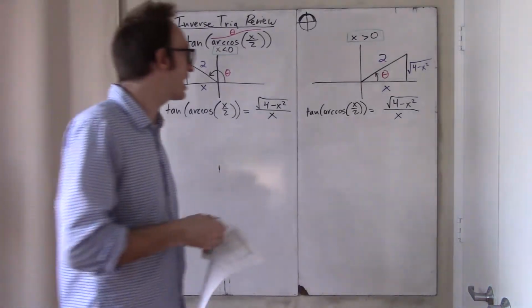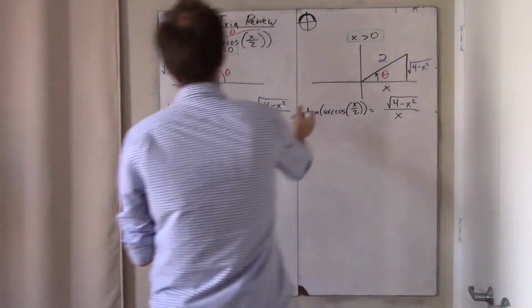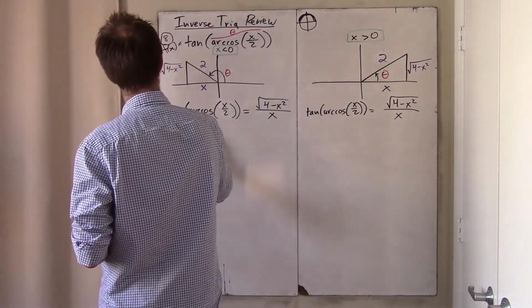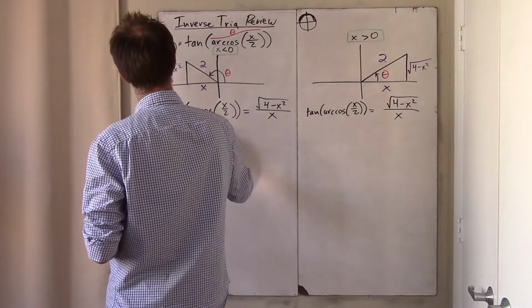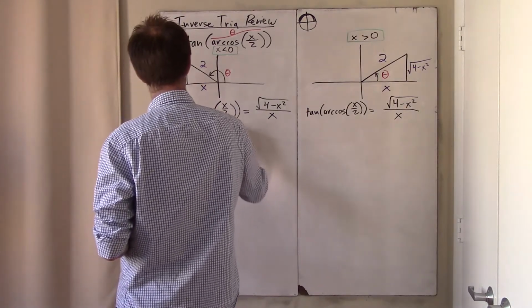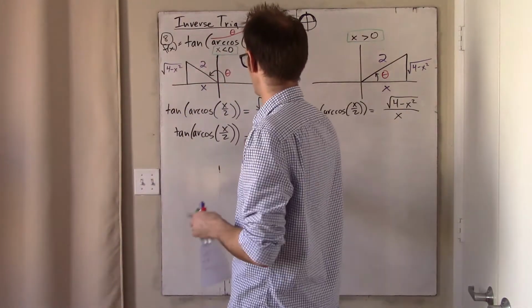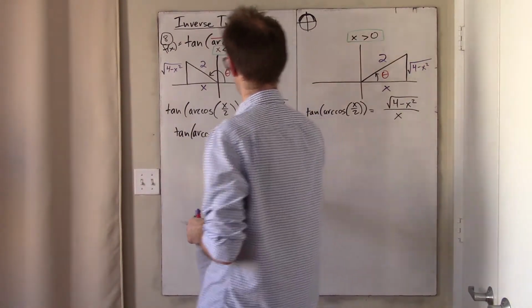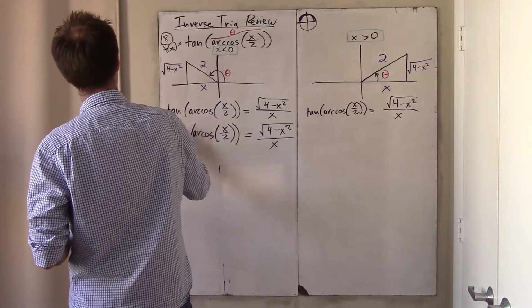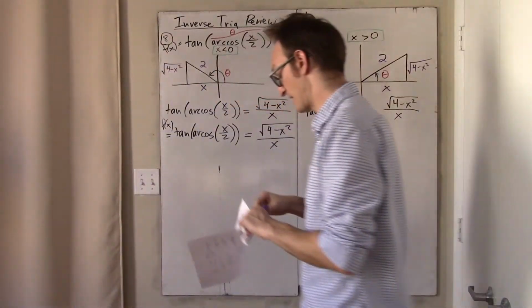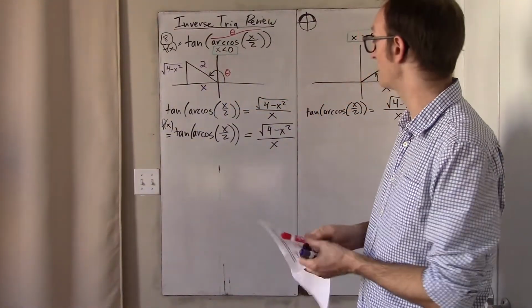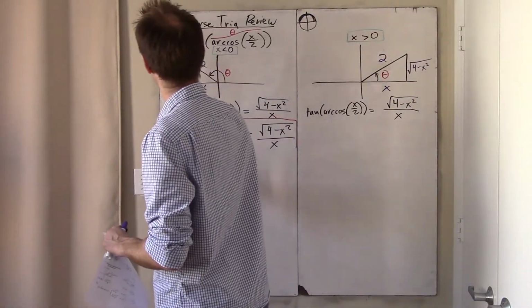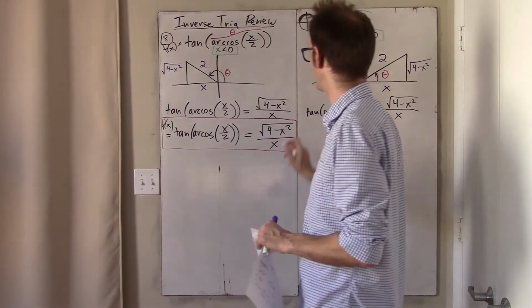Okay, so even though we took all this care and effort to draw the picture twice, it turns out that the answer to this problem is that this is just root 4 minus x squared over x. This is f. And so that's the final answer to this problem, and that's what they mean by express f as an algebraic function of x.